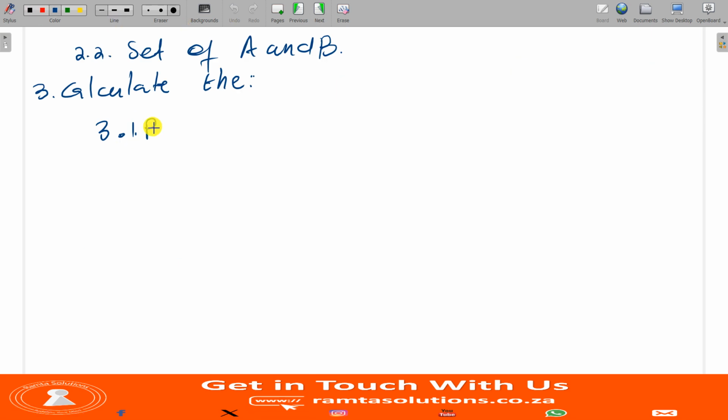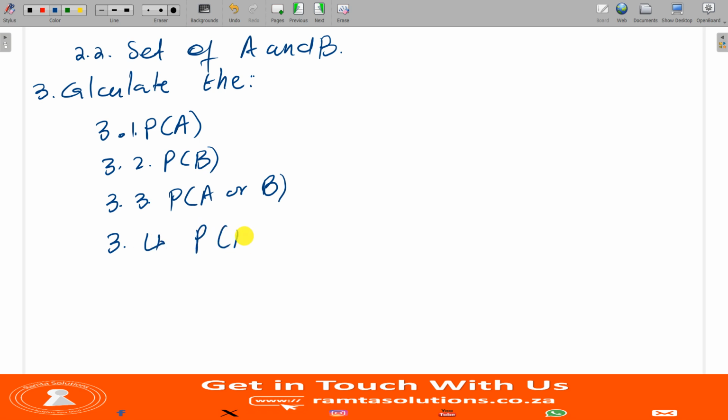3.1, calculate the probability of A, which is the probability that it is a factor of 20. 3.2, the probability of B, which means the probability of a multiple of 5. 3.3, the probability of A or B. What do we mean? We mean the probability that it's a factor of 20 or a multiple of 5. 3.4, the probability that it's a factor of 20 and a multiple of 5. Now let's get our solutions.